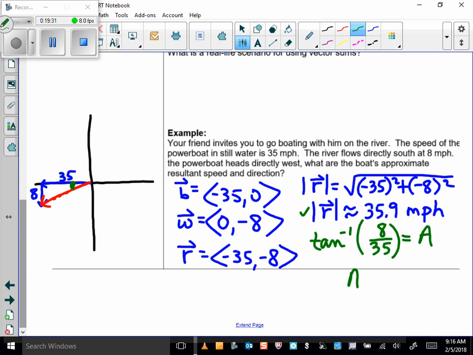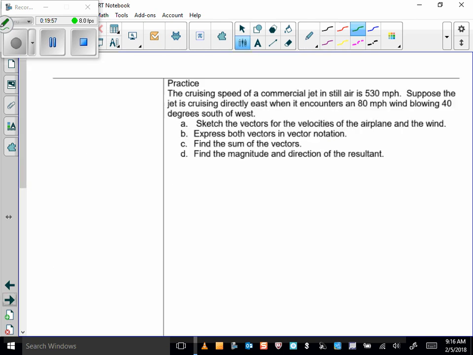And so A, and I don't know why I'm calling it A, you can call it anything you want to. So that's going to be approximately 12.9 degrees, and let's see, what is that? Looks like south of west, right? South of west, because that water is bearing down on that boat, making it go a little bit off course, south of west. Okay, let's see what else we got.